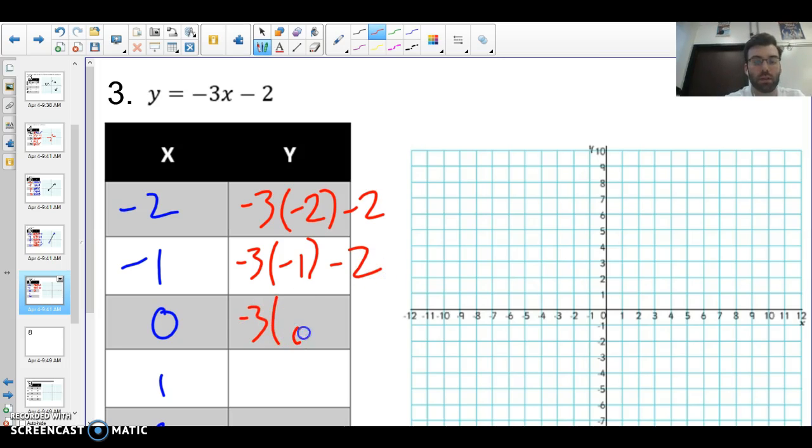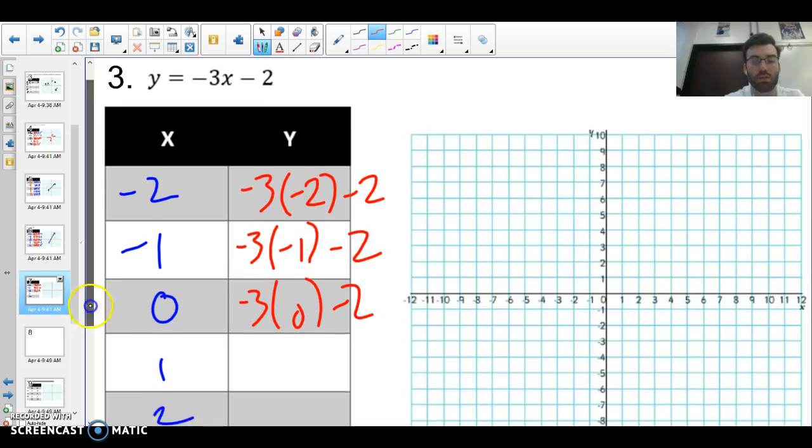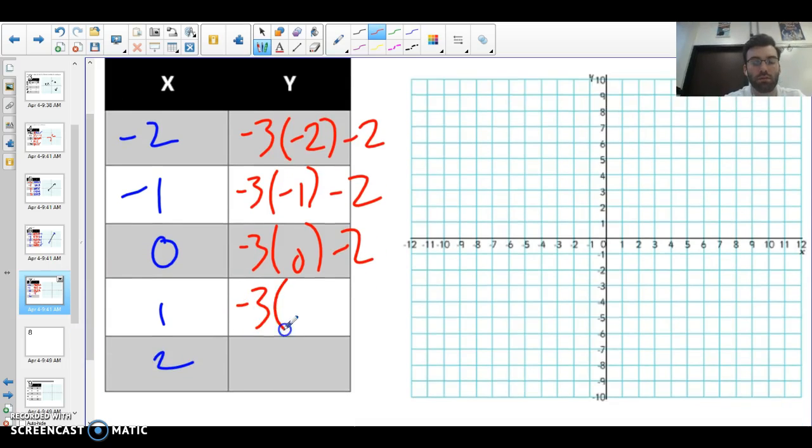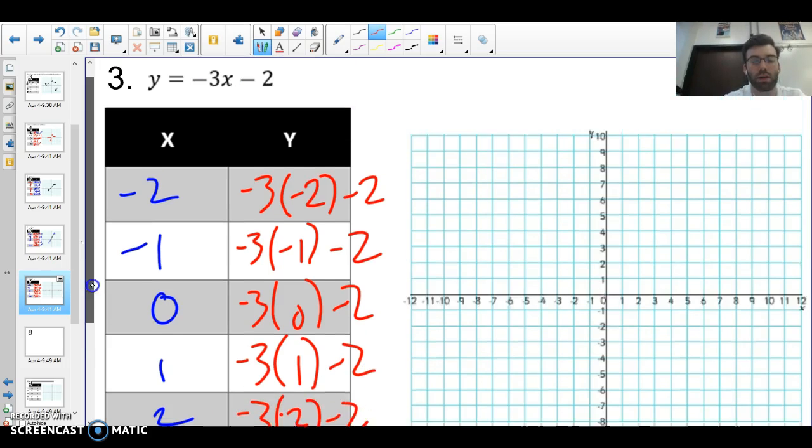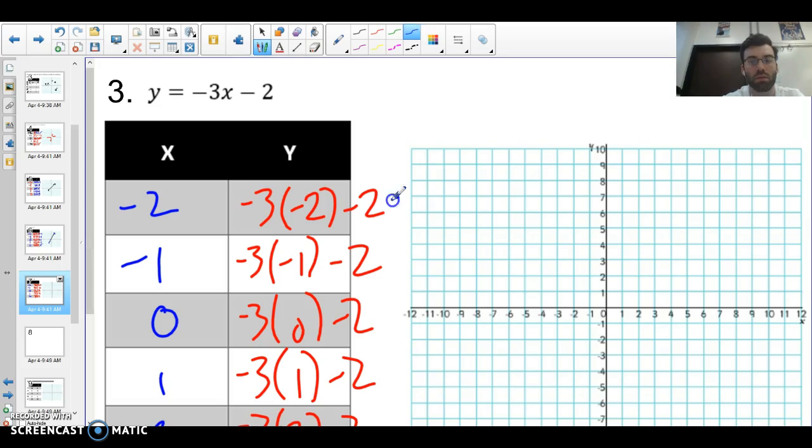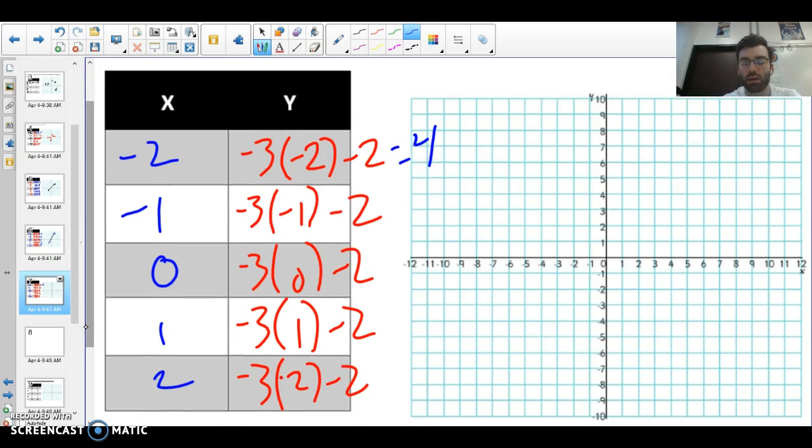Negative 3 times 0 minus 2. Negative 3 times 1 minus 2. Negative 3 times 2 minus 2. A negative times a negative we know is a positive, so that's 6 minus 2, which is 4. Negative 3 times negative 1 is positive 3, minus 2, which is 1.